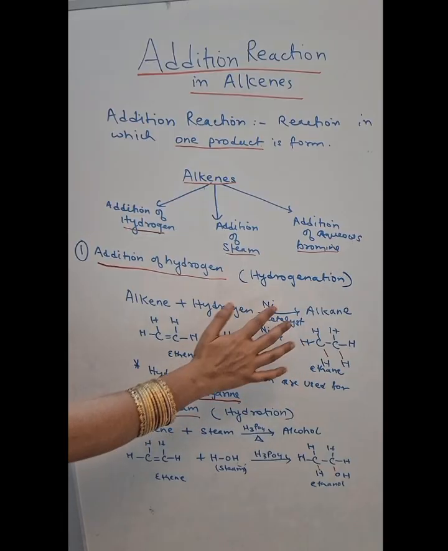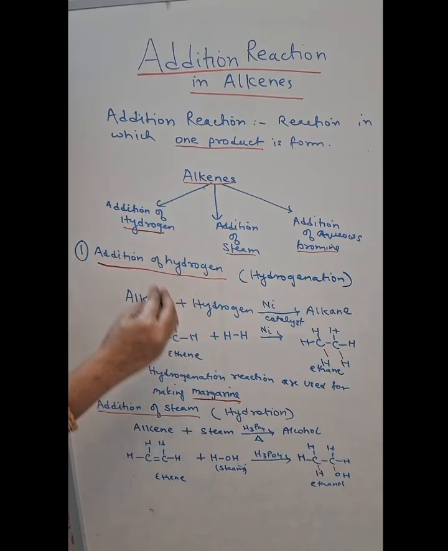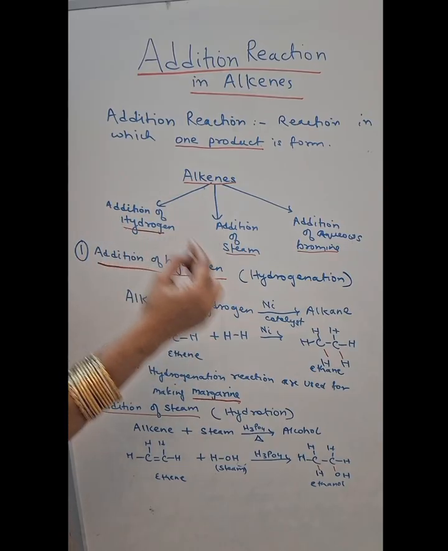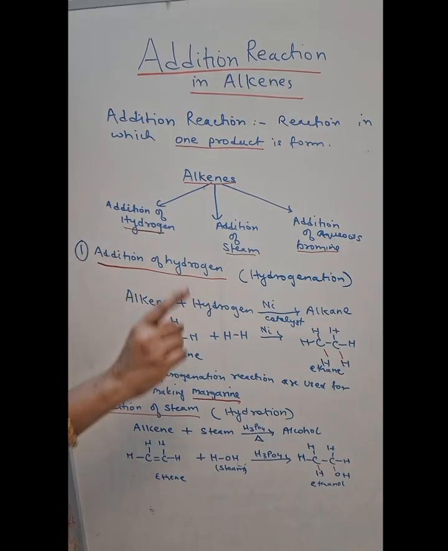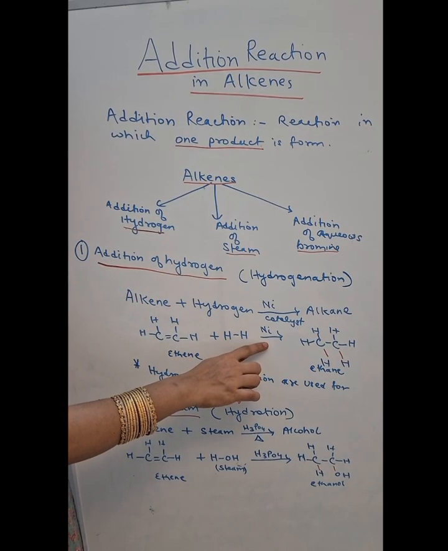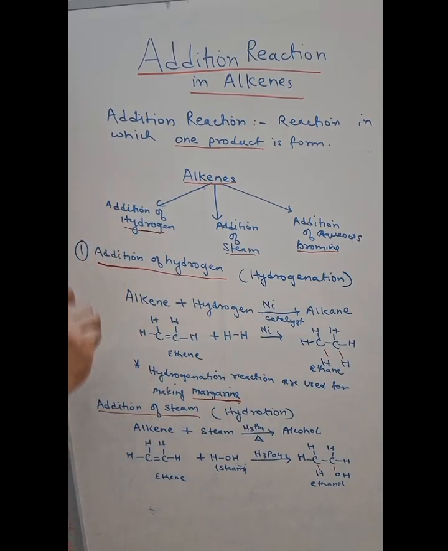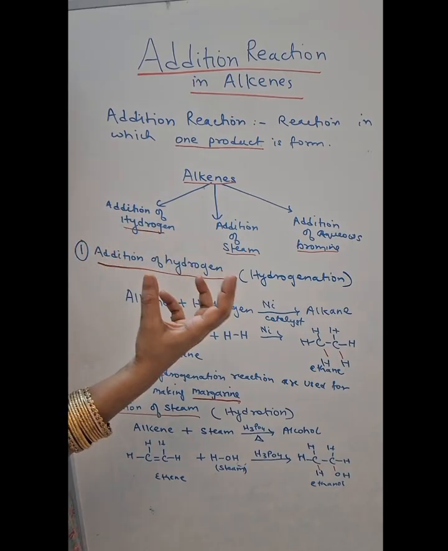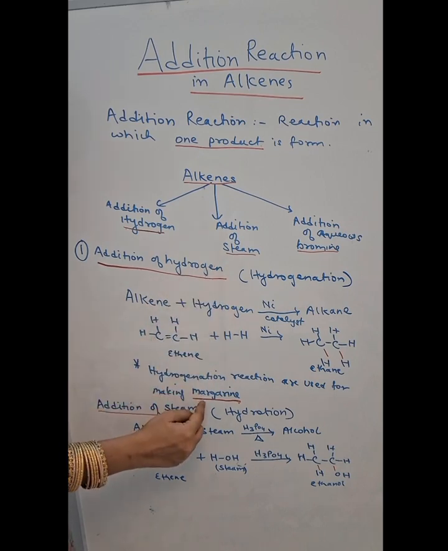Okay. Now this type of reaction is very important because you can make alkane out of alkene. Very easily alkane can be made from alkene only just by adding hydrogen. But you have to remember one thing, nickel must be present there as a catalyst, otherwise the reaction will not take place. Okay? Now in our day-to-day life, we use this reaction for making of margarine.